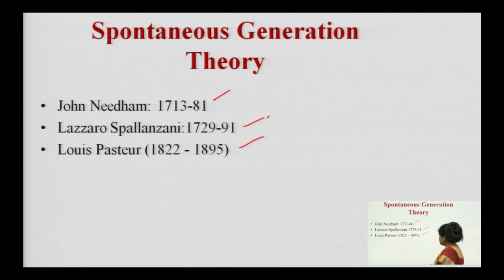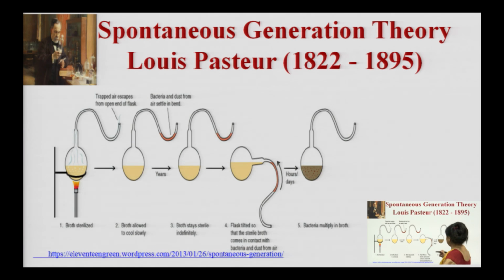Louis Pasteur also told that microorganisms are not generating spontaneously. He designed a special type of flask. As you can see, this is a swan-necked flask. The swan-necked flask is designed specially to prove that microorganisms are not generating spontaneously, they are generating from living beings. How did he prove it? He took the flask, put it on the flame, and sterilized the broth. The whole broth was sterilized.